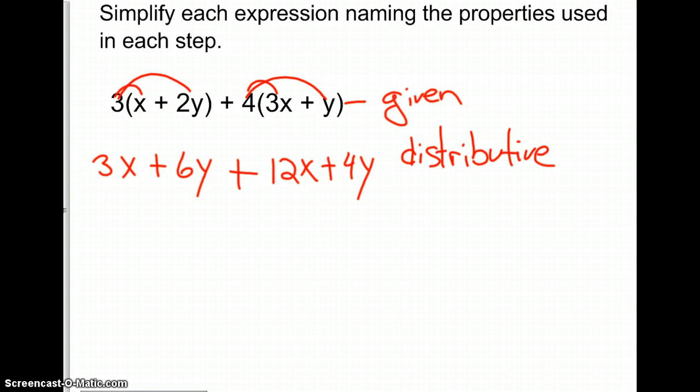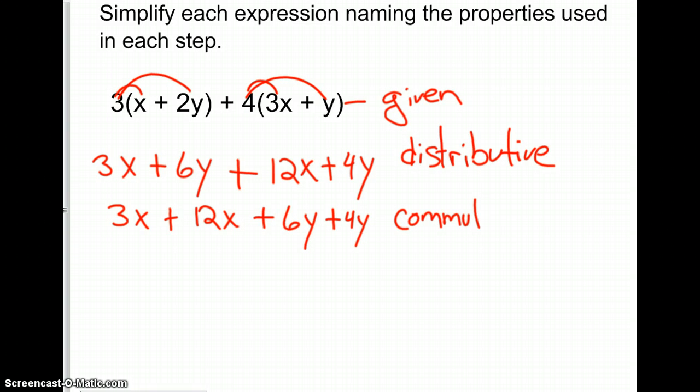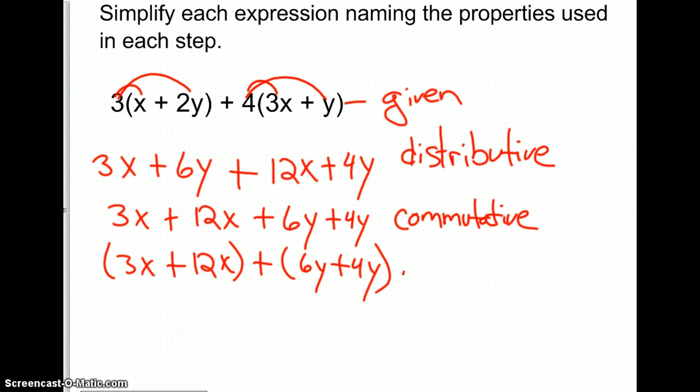And from here, I want to try and get terms that are like terms next to each other. So I'm going to go ahead and move the 12x over to the 3x. And that will leave the 6y next to the 4y. And again, because we're moving, it's a commutative property. Then we can go ahead and add grouping symbols. That's our associative property. And from there, we can go ahead and simplify.